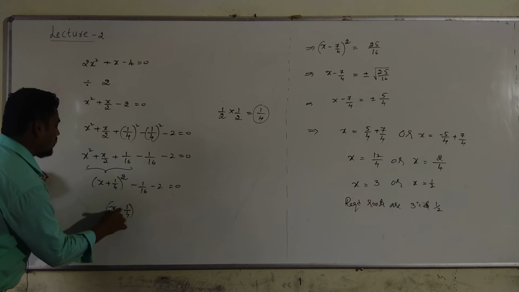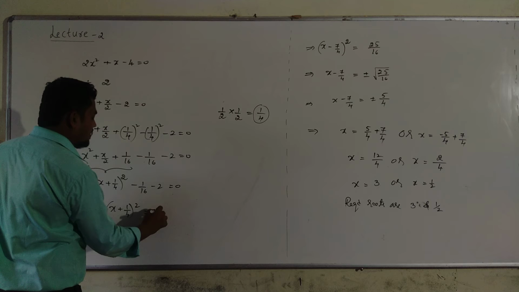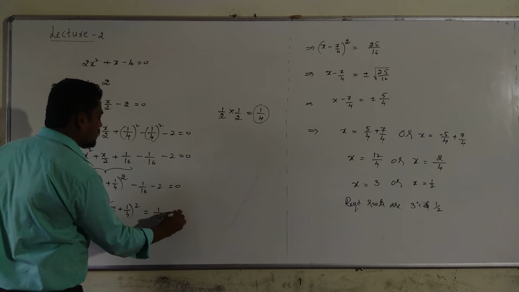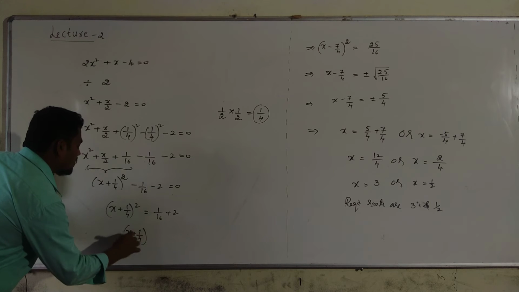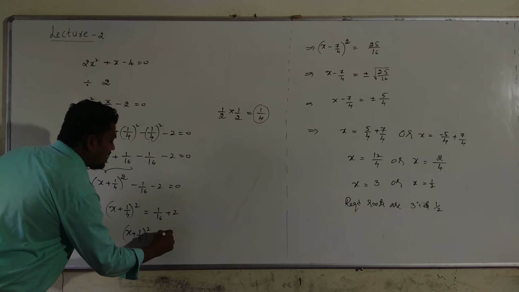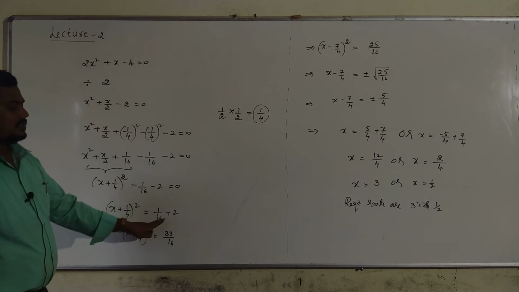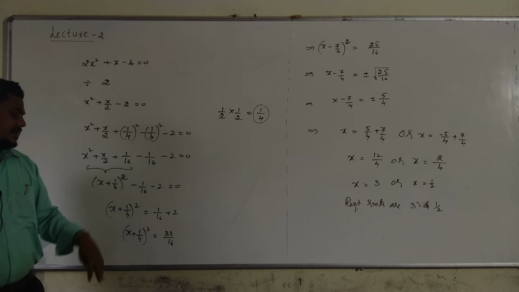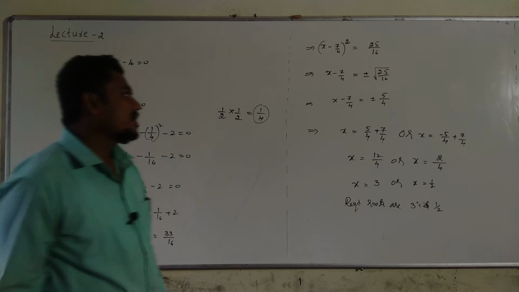(x plus 1 by 4) whole square is equal to, remaining two terms send to RHS, then it will be 1 divided by 16 plus 2. Then (x plus 1 divided by 4) whole square is equal to, taking LCM, 33 divided by 16. 32 plus 1 is 33 divided by 16. It is like x square equal to some constant, but we need x value.